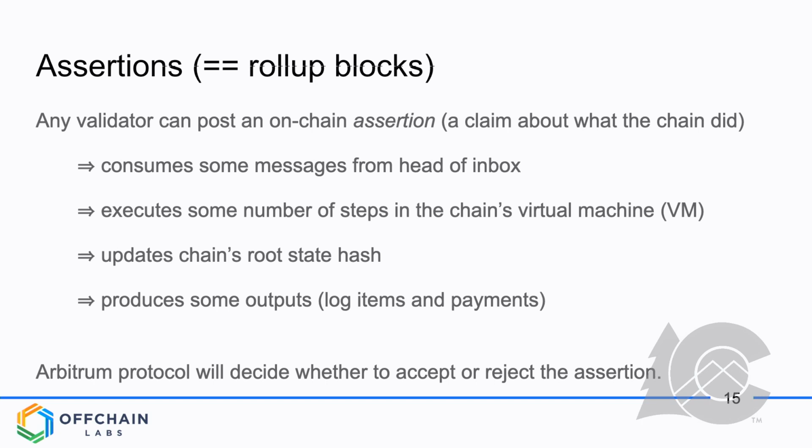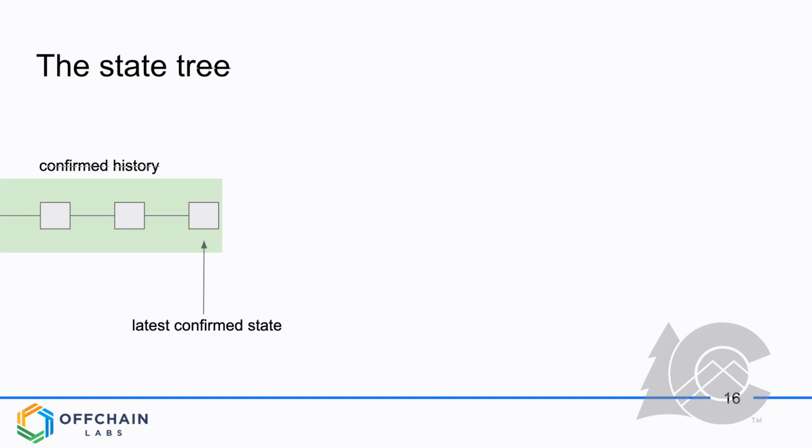So how does that accept or reject work? In order to get into that, I need to talk a little bit about some of the data structures inside the operation of the chain, in particular this thing we call the state tree. So here we have a state in the history of an Arbitrum Rollup chain. Each of these boxes represents a particular state in the history of the chain. And all of this history is confirmed, which means it's final, it definitely happened, the chain has decided, it's accepted.